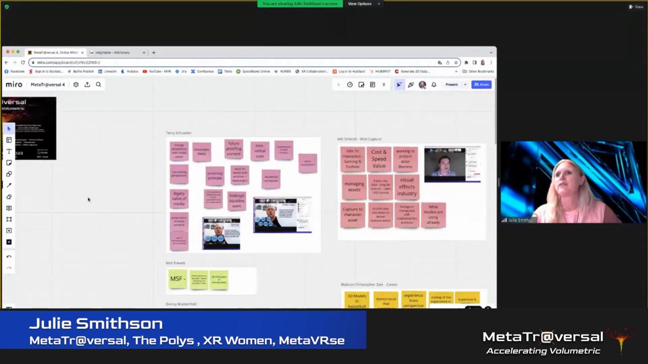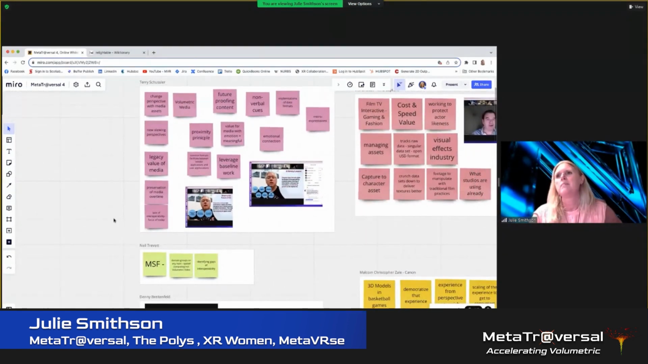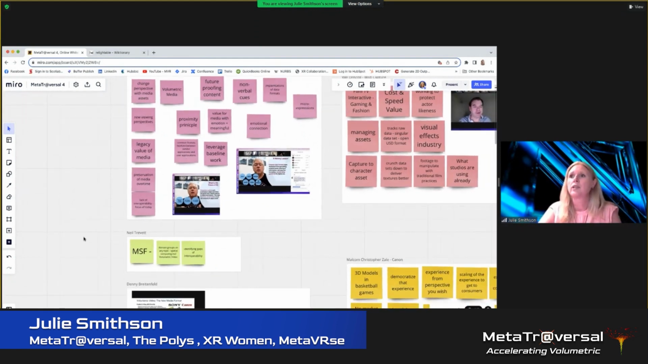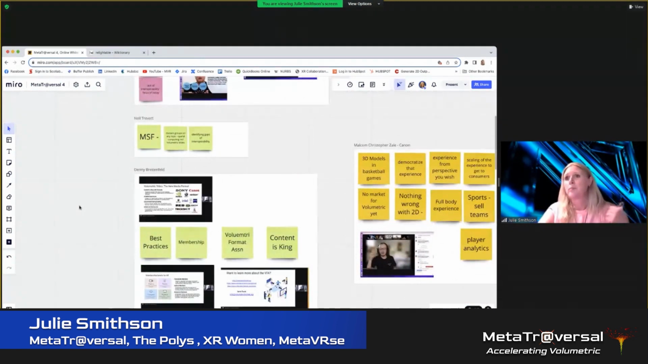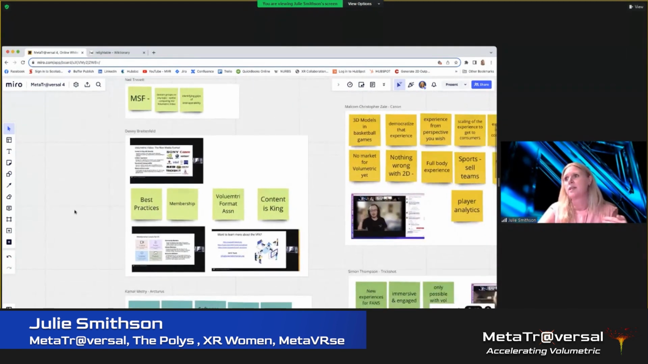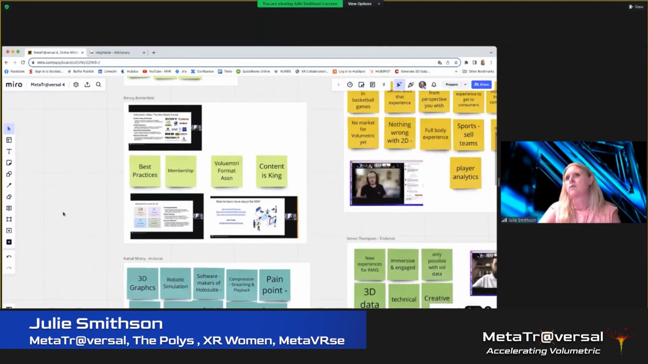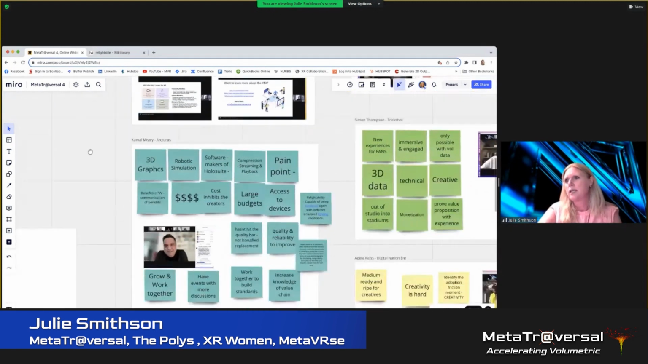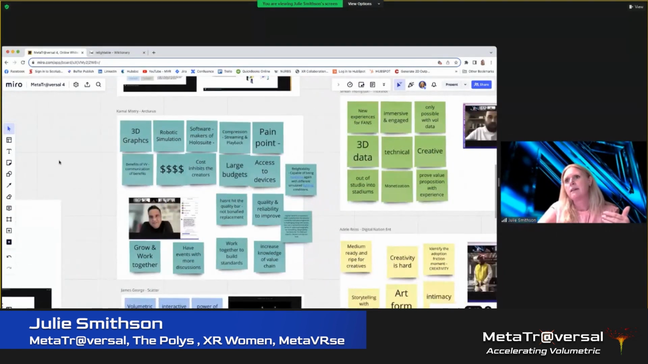So we started off with Terry Schussler talking about the legacy and the value of media, also leveraging the baseline of work. That's actually repeated a couple of times. Neil Trevett joined us in talking about Metaverse Standards Forum. And then Denny came in and shared some more information. Things like from Kamal, the benefits of communicating within the community. That's something that is just repeated over and over again. It sounds like a lot of collaboration is required in this community.